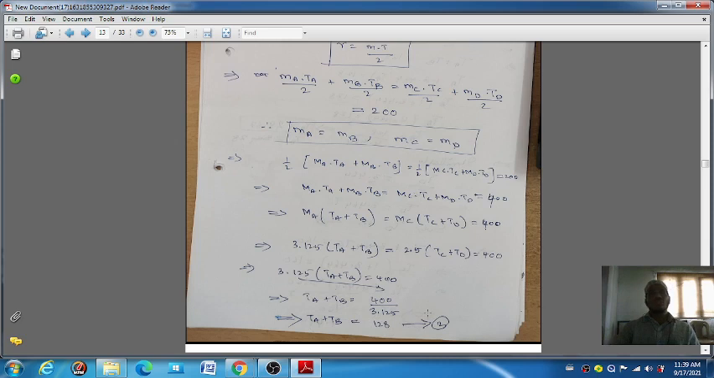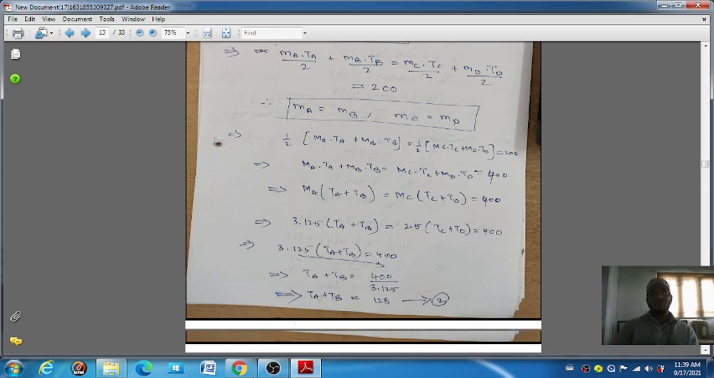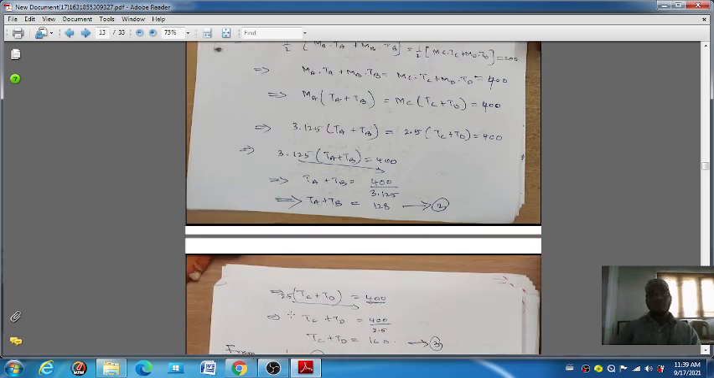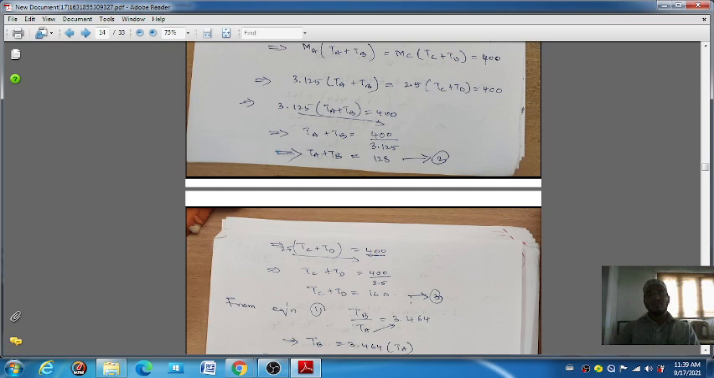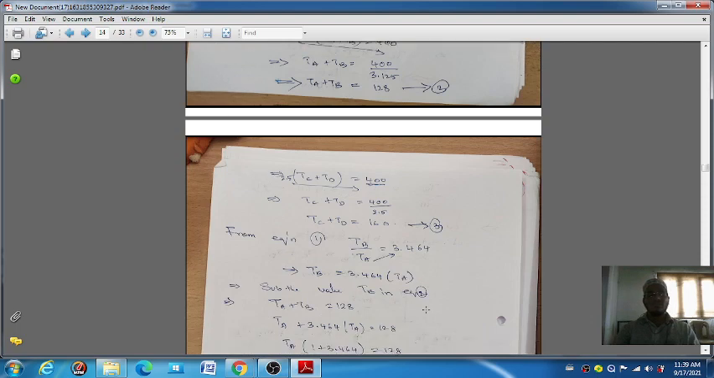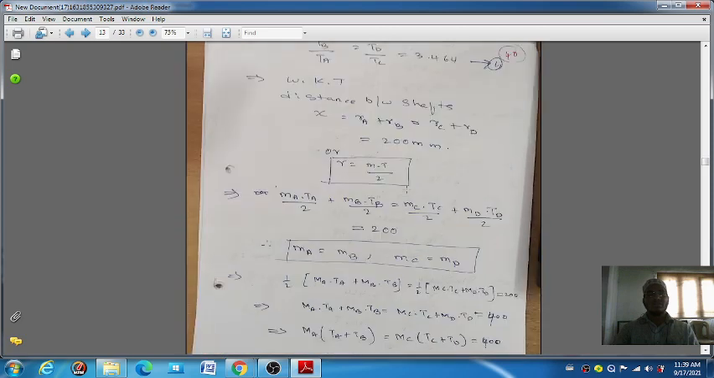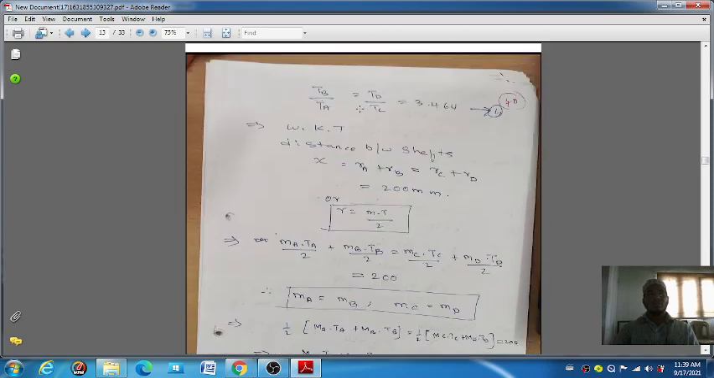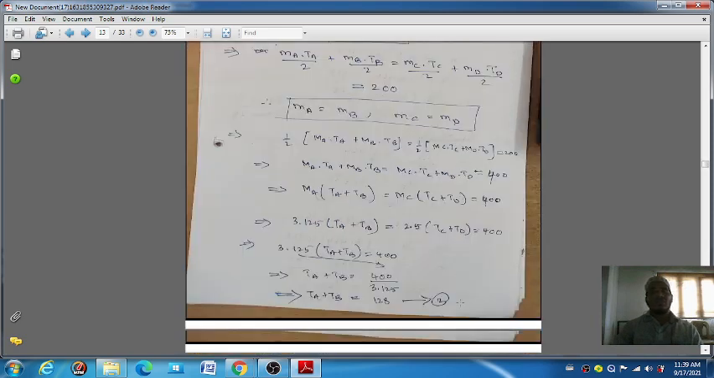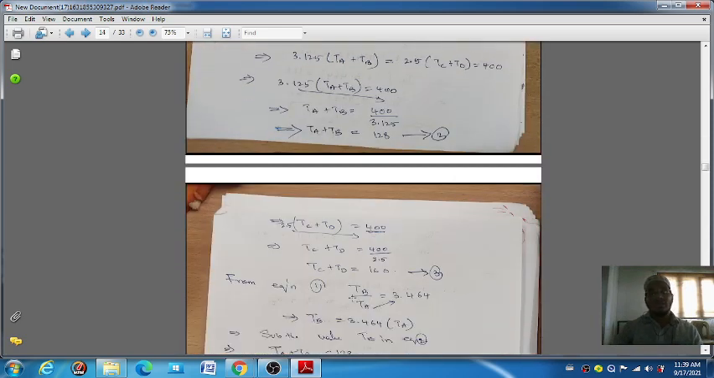The question is asking you to find the number of teeth, but here we are getting equations. So next, as before, we have to solve for TC plus TD also, then we will get another relation. Then solve equations 1 and 2. From equation 1, TB by TA, if you want the TB value in terms of TA, just cross multiply: TB is equal to 3.464 into TA.